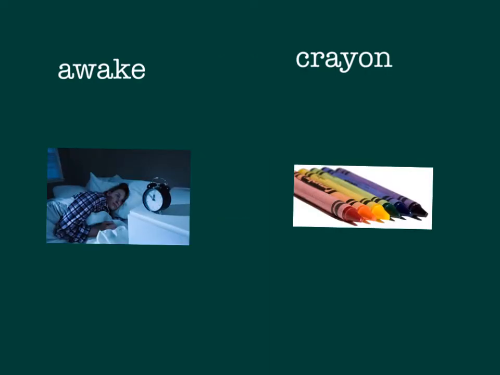Let's read these words together. Awake. Where is the long A sound? Now look at the word crayon. The long A sound is spelled A-Y. Think about those two spelling patterns. In awake, we have A, which is a vowel, consonant, and then we have our silent E, which makes that a long A sound. In crayon, we have our Y that helps make the A, the long A sound.